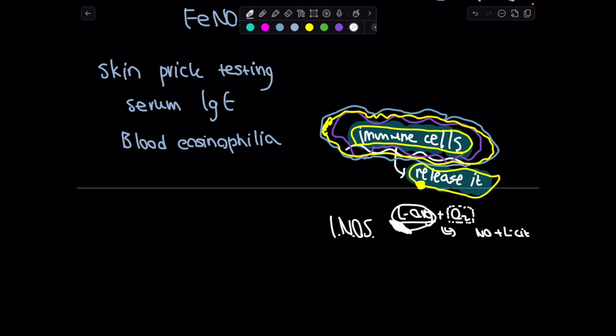All right, let's dive into skin prick testing, serum IgE, and blood eosinophilia, and how they help understand asthma, keeping it concise. Skin prick testing involves placing small drops of allergens, like pollen or dust mites, on your skin and lightly pricking the surface. If a red, itchy bump forms within 15 minutes, it indicates an allergic sensitivity, pointing to allergic asthma triggers. Serum IgE testing measures levels of immunoglobulin E antibodies in your blood. High total IgE or specific IgE to allergens suggests an allergic response driving asthma, especially in allergic phenotypes.